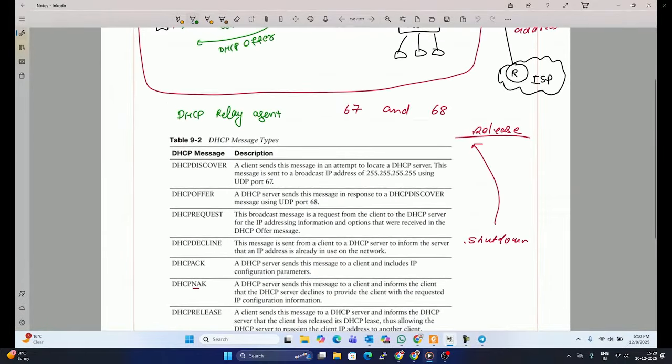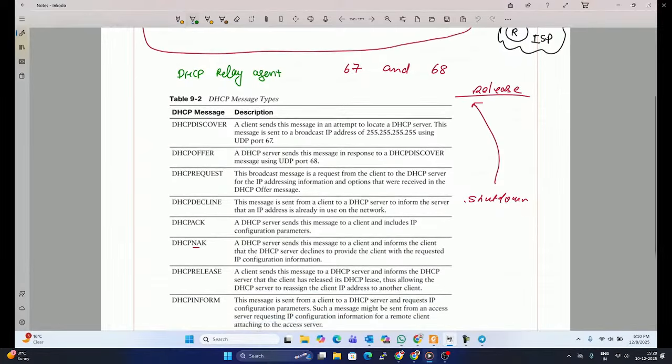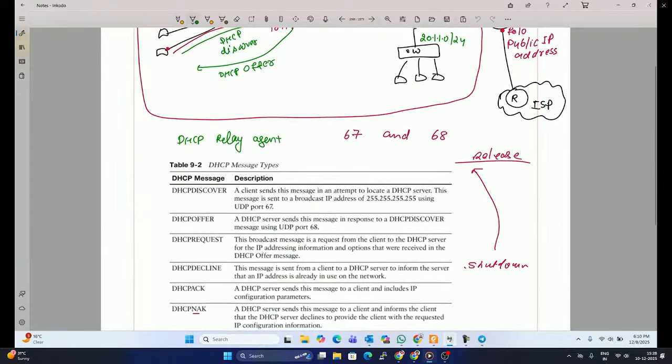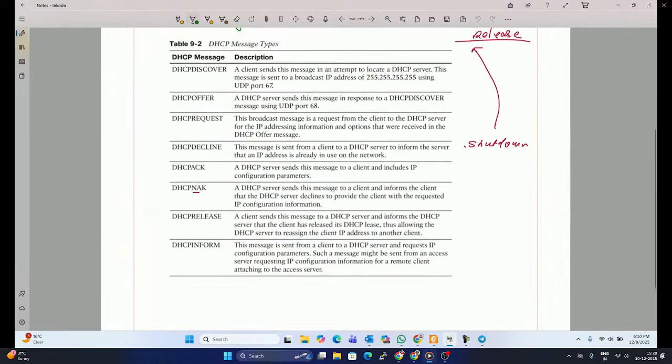So we were talking about DHCP in the last class, DHCP relays and DHCP messages and all. Okay, so these are the messages. Just for a quick revision, you can just have a look. DHCP discover, DHCP offer, request, decline, ACK, negative acknowledgement, DHCP release, and DHCP info.